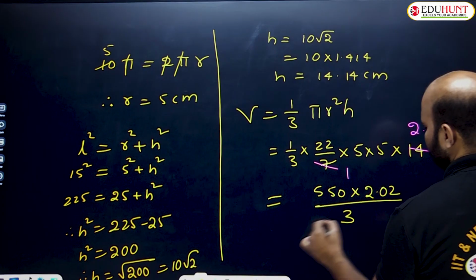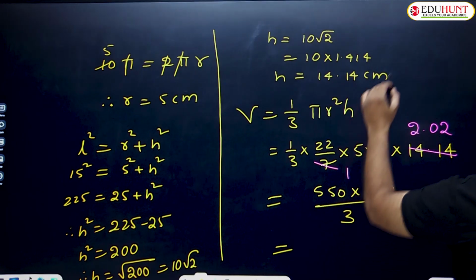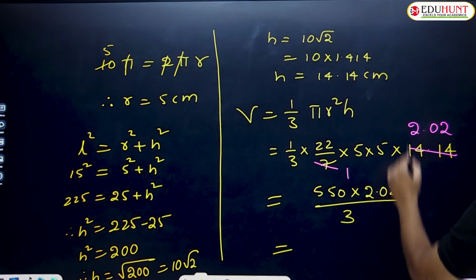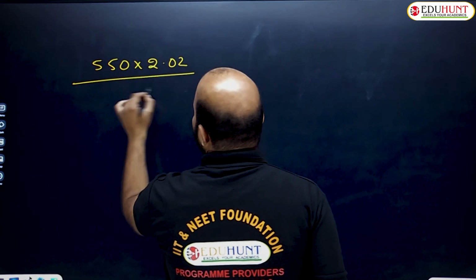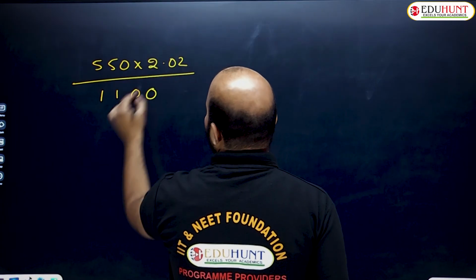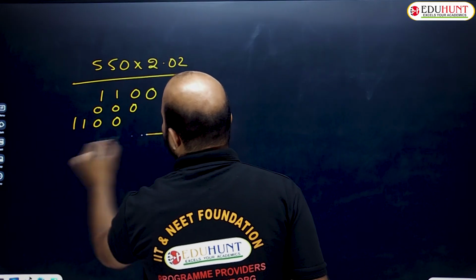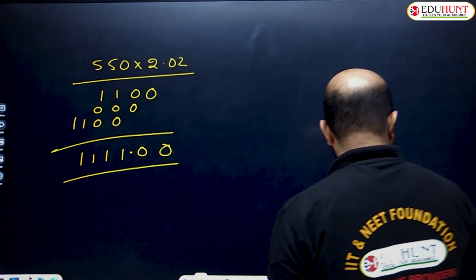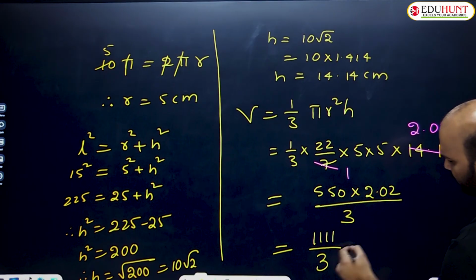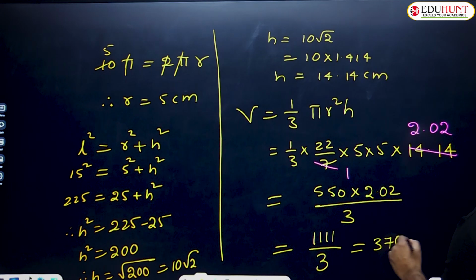550 into 2.02, whole by 3. So 550 into 2.02, what is the total? Clearly we need to notice that 550 into 2.02 gives the digits 1, 1, 1, 1, with the decimal point taken after 2 places. So 4 ones by 3. 3 threes are 9. I remember 2 1. 0.33.